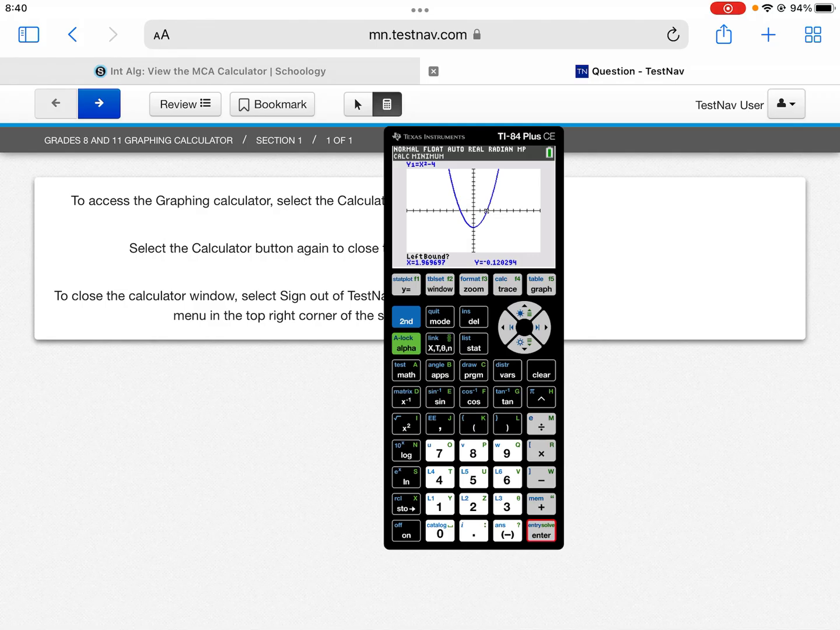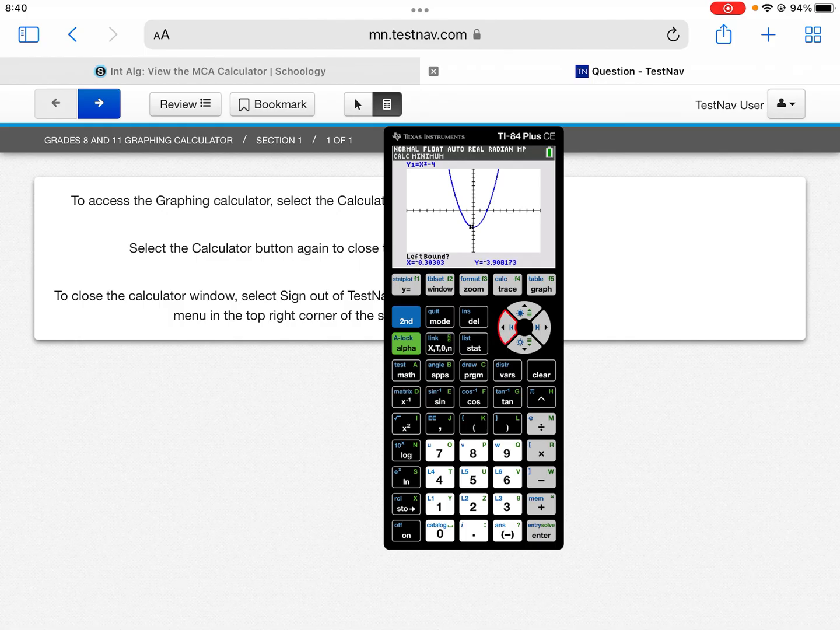Use the left or right arrow keys to move the cursor along the graph to the left of the minimum and identify the left bound by pressing enter. So we want to find this bottom point here, right here. So we're going to do that same process of a left bound and right bound, but here it's just with this point, right? Just the minimum.